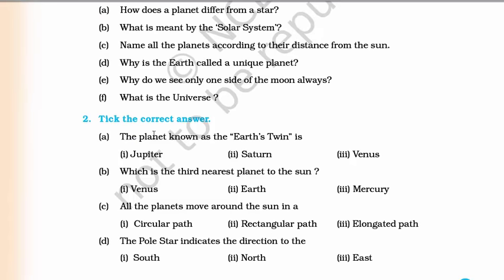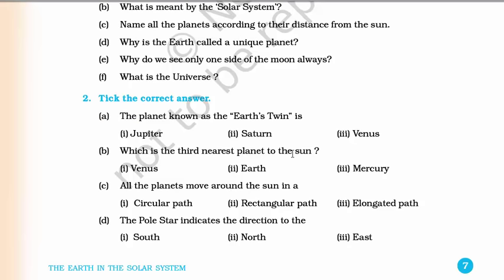Coming to take the correct answer. The planet known as the Earth's twin is, we read that, remember? VE, V2 engine, remember? So it's Venus. VE, the starting letters of Venus, which is Venus and Earth. Which is the third nearest planet to the Sun? We know that. Just go with that mnemonic, you'll find it.